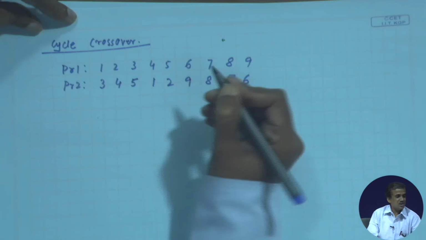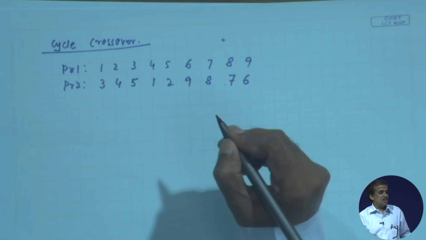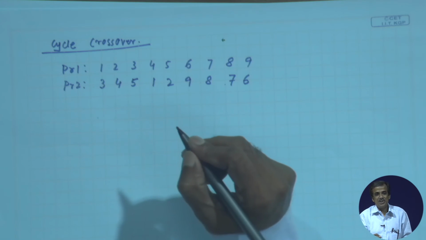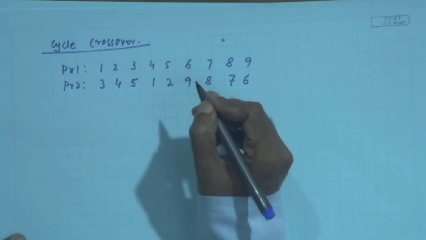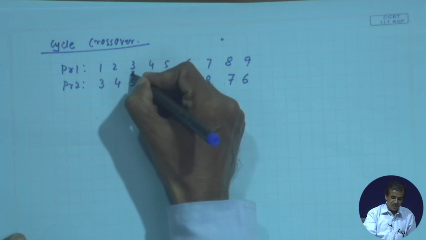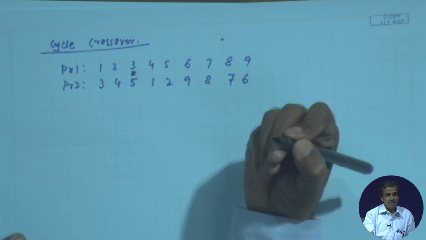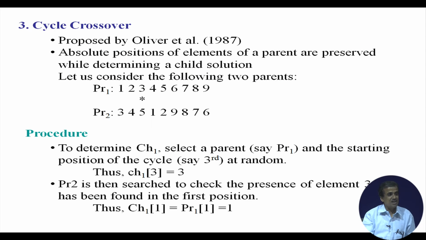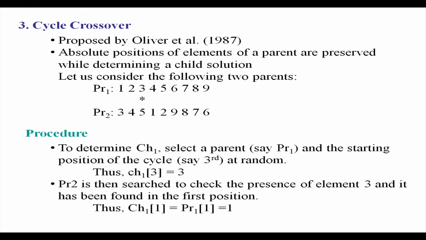Let us see how to get the children solutions using the cycle crossover. Remember, the cycle crossover starts from a particular city, and the starting of the cycle is denoted by a star. So, here I have put a star. This is the starting of the cycle. This selection is random. You can take any one as the starting of the cycle. Let me read the procedure, then I will explain it here.